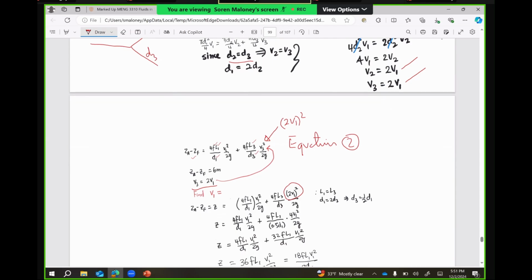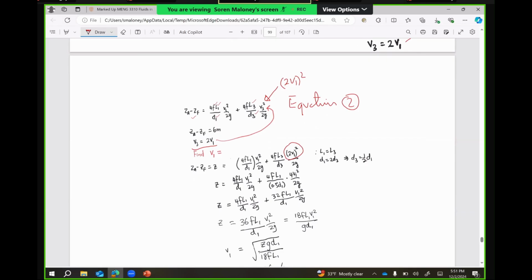I know it looks like it's a lot of taking your time and doing this thing. You have to be patient. It looks easy, but you have to take your time. We know that ZA minus ZF is 6 meters. I am just calling it Z. If you want, you could call it H, however you want to call it. Here I just call it Z. So if you want, you can use H instead.